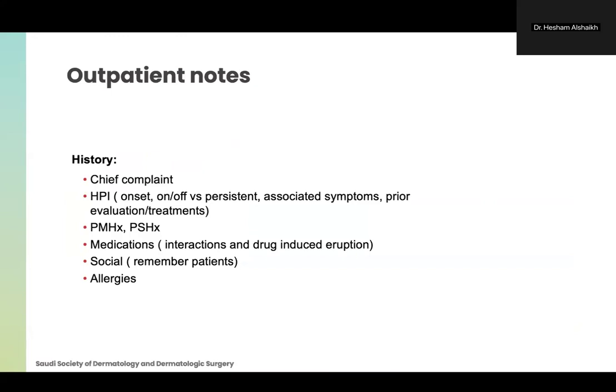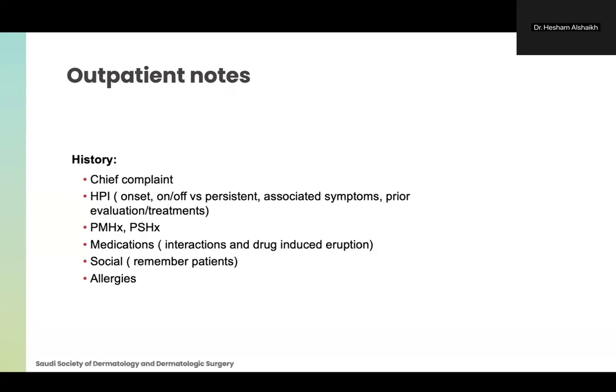In past medical history, you want to know if the patient is a cancer patient, has any autoimmune disease, and then what medications they are on. And that is relevant because if you want to prescribe something, you want to make sure that it's not interacting with whatever medication they're taking. And also, if you're suspecting a drug-induced rash, then you want to actually do a more detailed drug review.